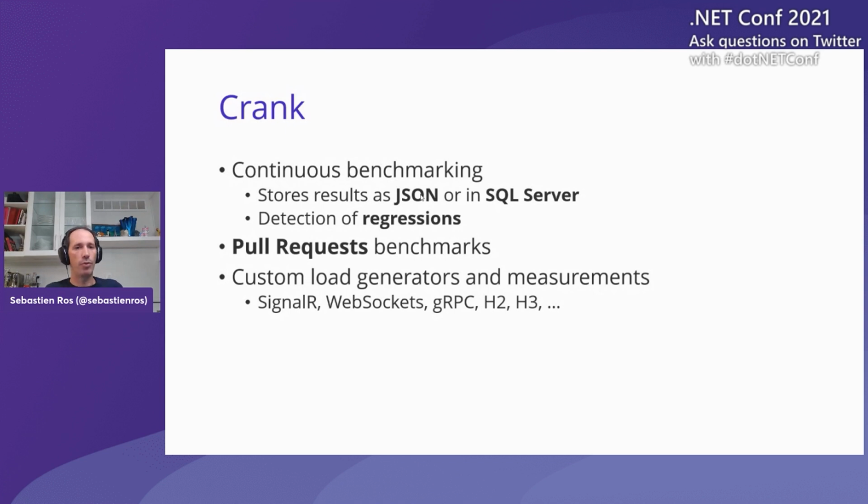That's how you do continuous benchmarking, to find regressions. And it can measure a pull request before you make any change. And ultimately, it can run any app as a load generator if your application needs custom loads. So for instance, we have SignalR clients, WebSockets, gRPC, HTTP2, HTTP3 clients, and so on. We have lots of examples of clients, and you can run your own dedicated clients if you have custom payloads to send to your applications.